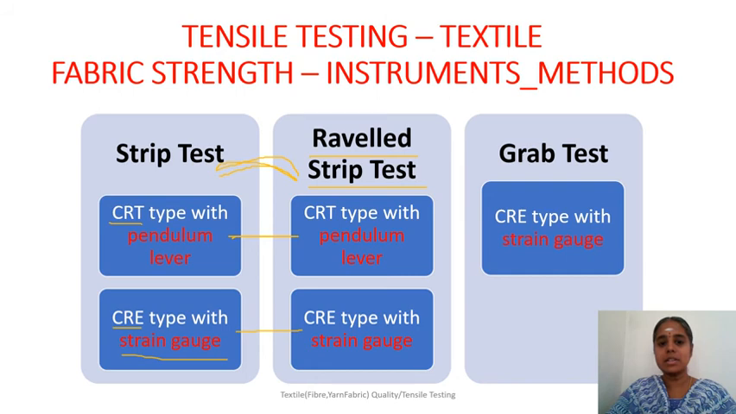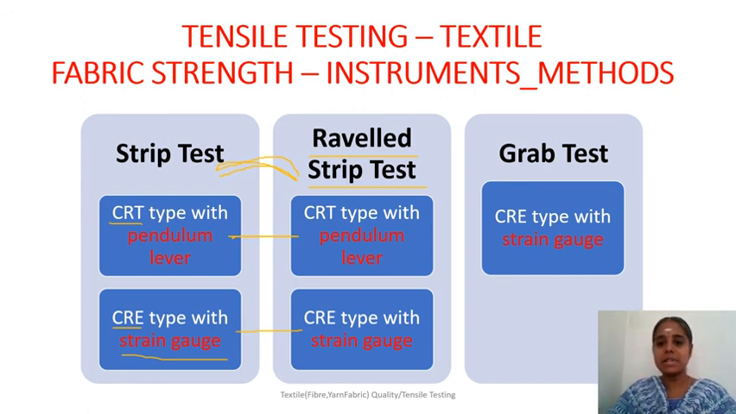The ravel strip is a variation on the strip. The strip is a 12 by 2 inch sample size: the width is 2 inches and the length of the sample is 12 inches. Whereas in the ravel strip method, the length is the same, 12 inches, and the width is 2.5 inches. The half inch is raveled: a quarter inch on the right side and a quarter inch on the left side is removed, and the rest is used for testing.